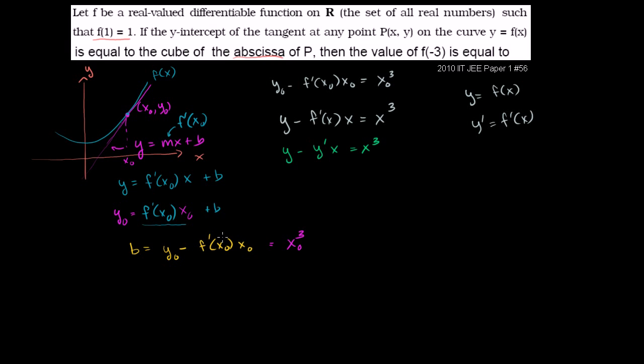And we can divide both sides of this equation by x. We get y over x minus y prime is equal to x squared. Just divided everything by x.